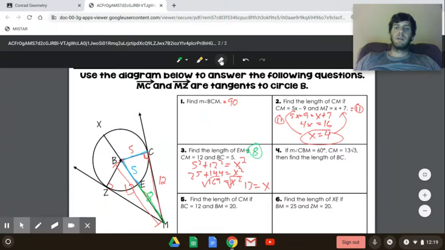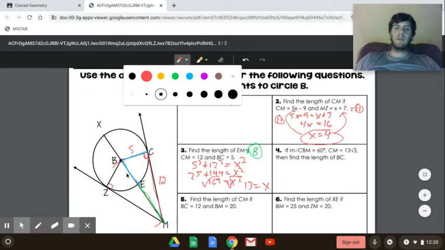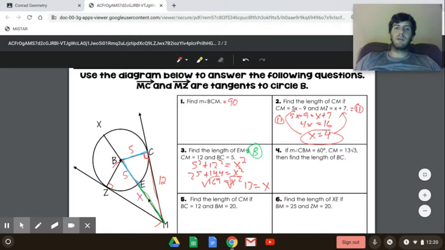Okay. Another way we could have done that, though, is we could have made this piece 5 and this piece x. And then when we did our Pythagorean theorem, we could have had 5 squared plus 12 squared equals x plus 5 squared. Okay. But then we have a quadratic, so we would have ended up with 2 different answers. But we could have done it that way as well.